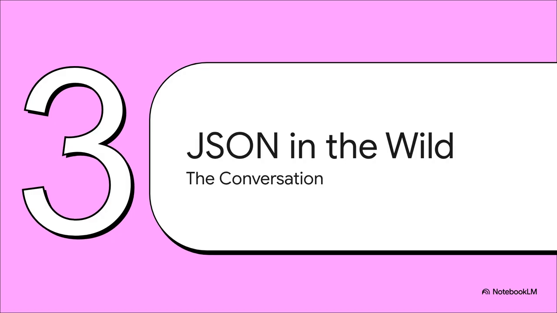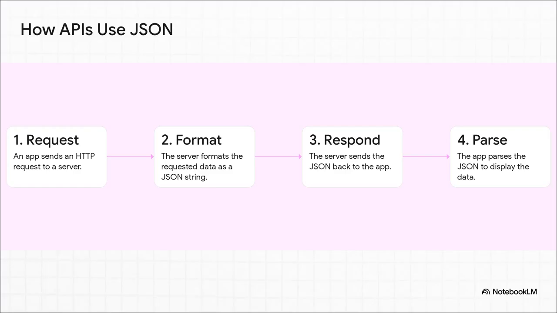Okay, so we know the grammar, but where do we actually see this stuff in the real world? This is where it gets fun. Let's look at JSON in the wild. By far, the most common place you'll find JSON is in APIs. That stands for Application Programming Interface, which is just a fancy way of saying it's how different software components talk to each other.